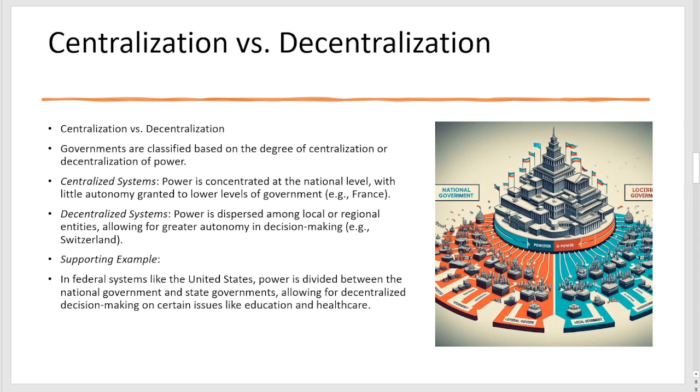You may say that in a centralized system, power is perverted, meaning that the rulers, those in power in the government, tend to have more say over the society. Or in a decentralized system, the local autonomy, the local regions, have more say in the decision making of the society. In federal systems like the United States, power is divided between the national government and the state governments, allowing for decentralized decision making on certain issues like education and health.